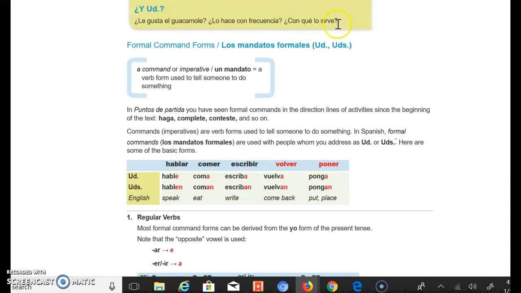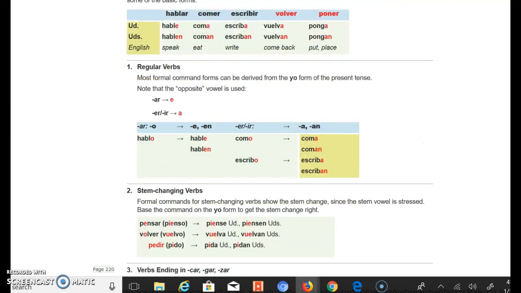Con qué lo sirve? With what do you serve it? Lo there means it, and it's referring to el guacamole. It's the direct object pronoun. So when you have a command, which is also called a mandato, you would change the AR to E, ER to A, etc., as you see here. You can go from the ones that end in GO to the GA: ponga, salga, traiga, venga. So you see that is the basic rule there. And then you have some examples here.